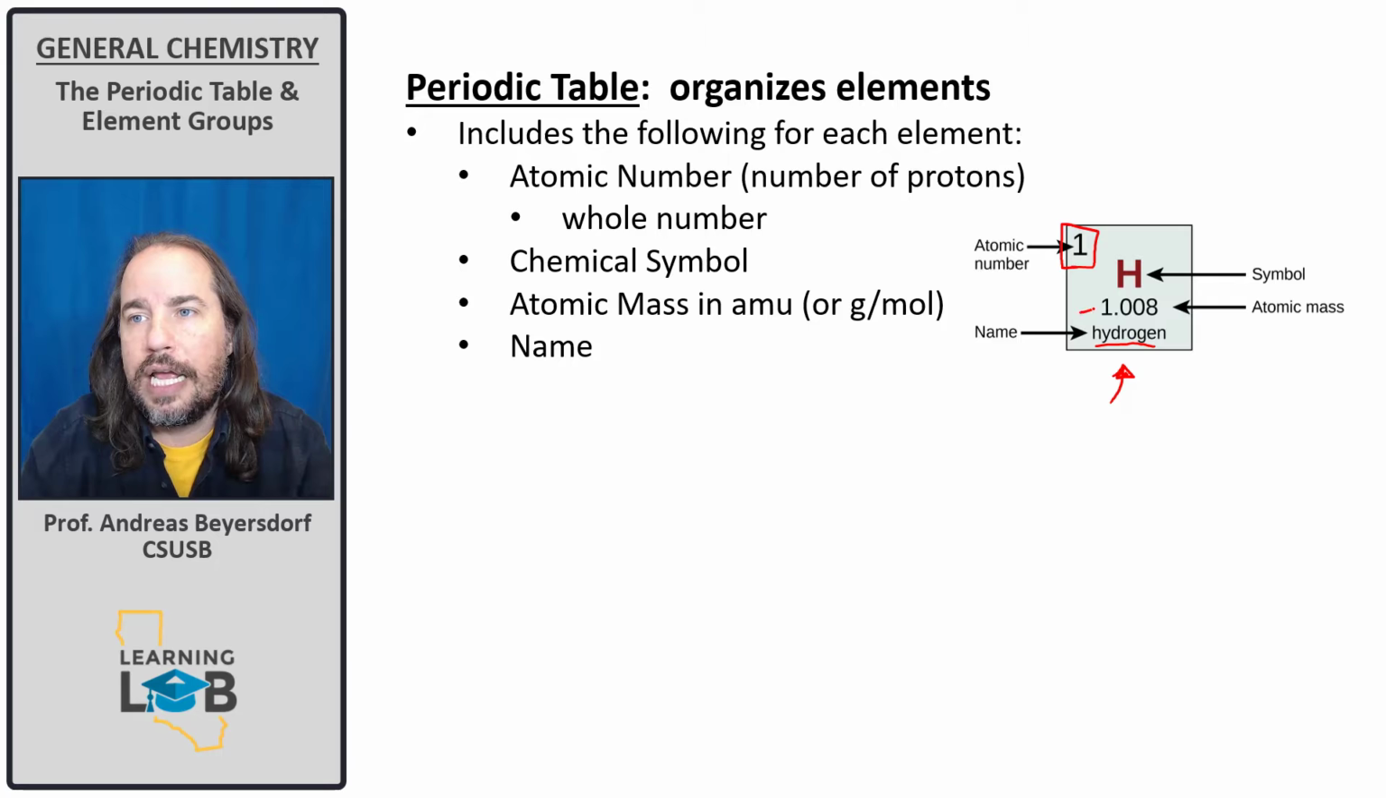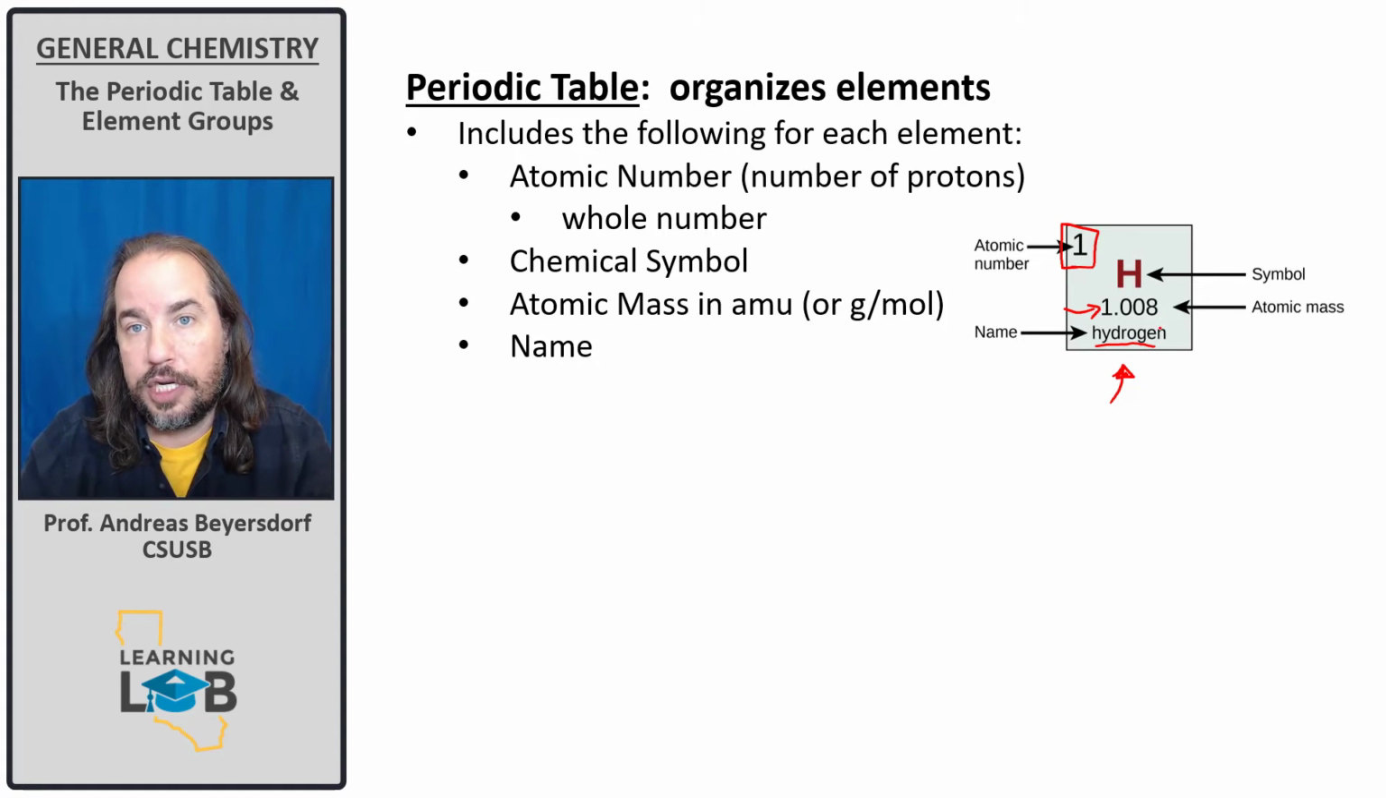Also, what you'll find is a number that will not be a whole number. This one will have decimal places, and that is the average atomic mass of, in this case, hydrogen. This is in AMUs for 1 atom of hydrogen, or this will tell us the number of grams for 1 mole of hydrogen.